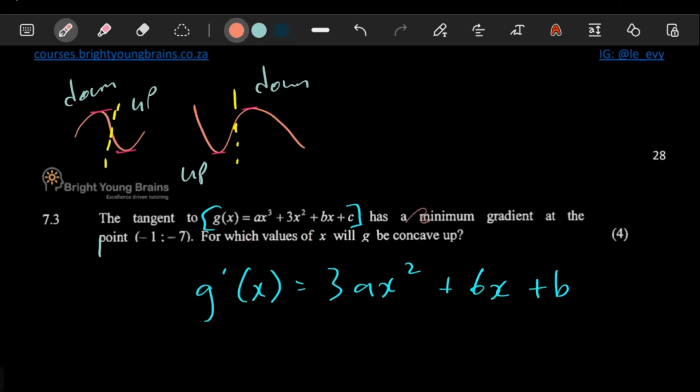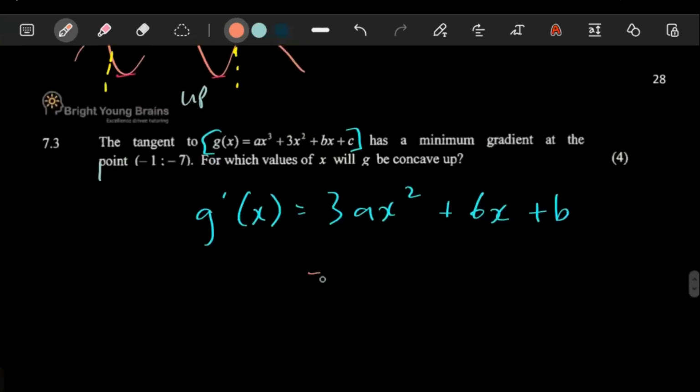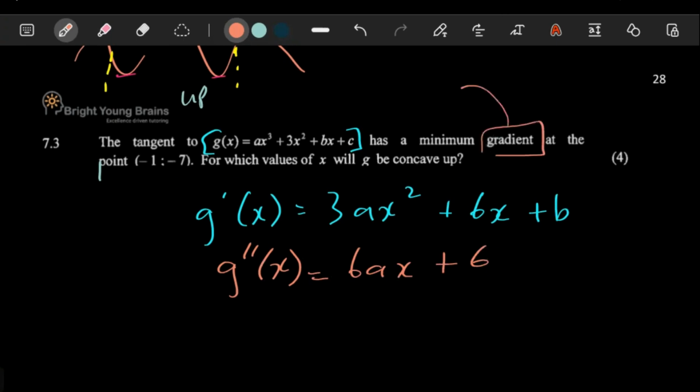So they said it has a minimum gradient at this point. So having a minimum gradient, it's when you differentiate your gradient equation, right? And you make it equal to 0. So they've basically told us if you differentiate your gradient equation and you make it equal to 0, excuse me, let's finish this. If you differentiate your gradient equation and you make it equal to 0, this is the point that it says it has a minimum gradient at this point. So if you differentiate it and you make it equal to 0, your x value there is equal to -1.